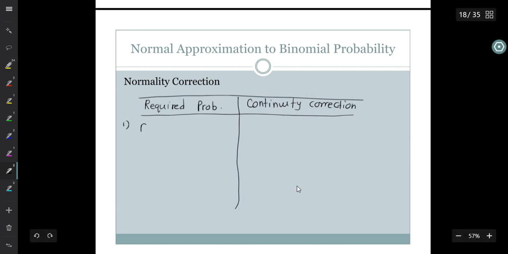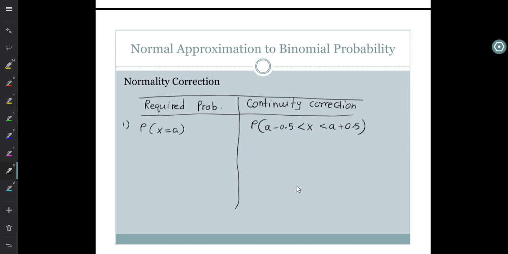Now the first one is, if you want to find the probability x equals a. Remember, when you have discrete distributions, the point probability is possible. But when it comes to continuous distributions, the point probability is 0. If you are approximating a binomial probability, binomial is discrete, so it is possible to find the probability x equals a. But if you are approximating it with the normal density, the point probability is 0. In such situations, you do this continuity correction: you find the probability by adding and subtracting 0.5 to the value a. So the probability x equals a, after the continuity correction, becomes the probability x is within the interval a minus 0.5, a plus 0.5.